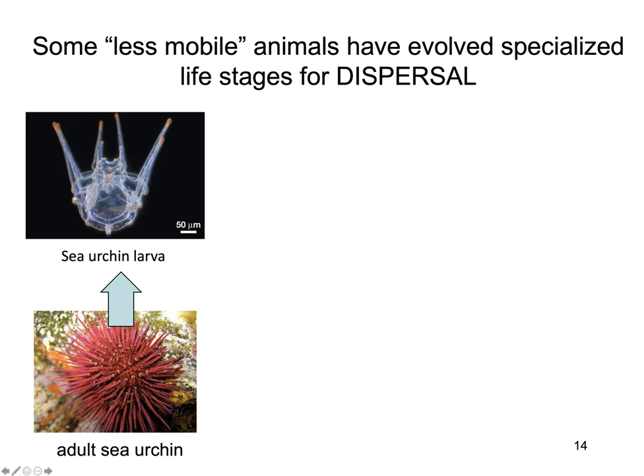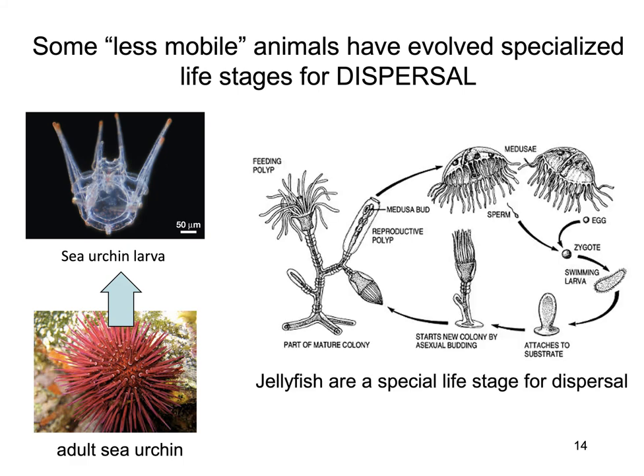So we talked about all the different ways that dispersal is important. We have some organisms, like, for example, an adult sea urchin, that has a larval stage that's a mobile stage that can basically catch currents in the ocean to move from one spot to another, when the urchin doesn't really move much or far. So that aids in dispersal. If you think of jellyfish, in fact, jellyfish are just one special life stage in the dispersal of polyps.